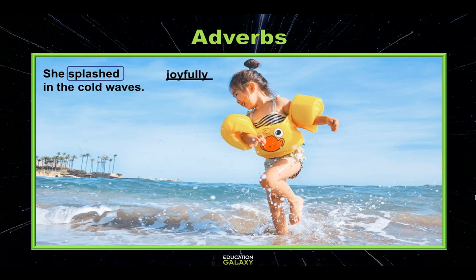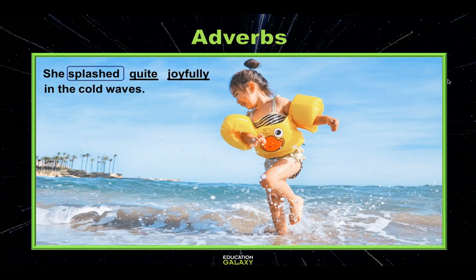Now let's say that we want to describe that adverb. We're going to use another adverb to describe how joyfully she splashed. We could say she splashed very joyfully, or we could say she splashed rather joyfully, or we could say she splashed quite joyfully in the cold waves. Remember that in all of these cases, since the adverb is describing another adverb, it can only come immediately before that adverb. This is a very important rule.